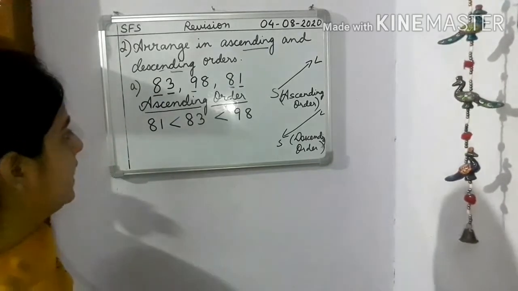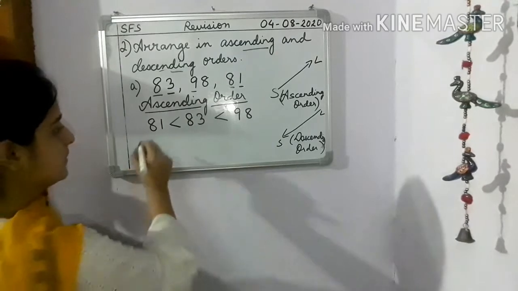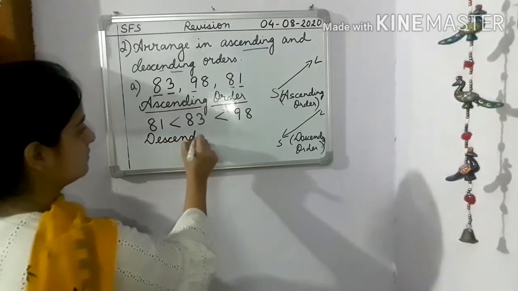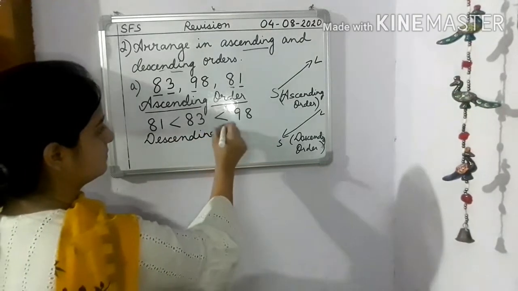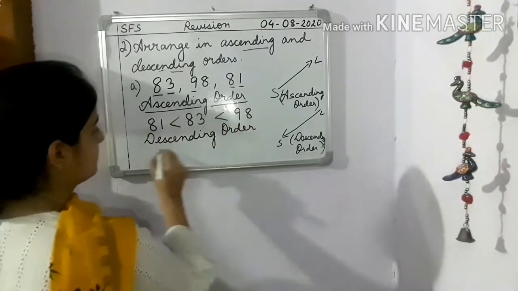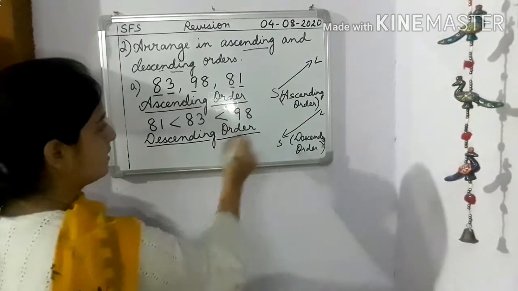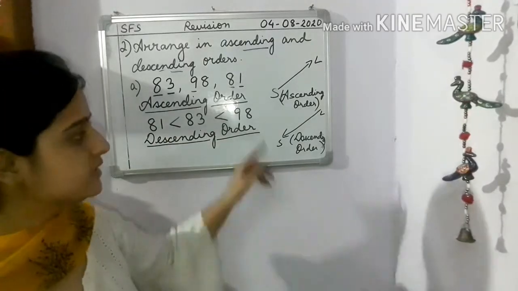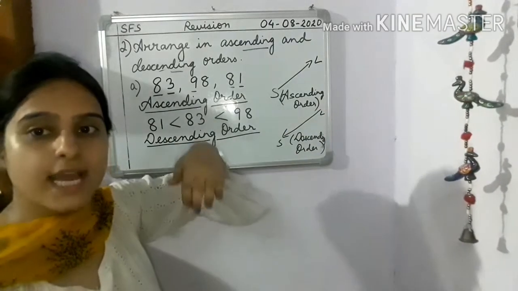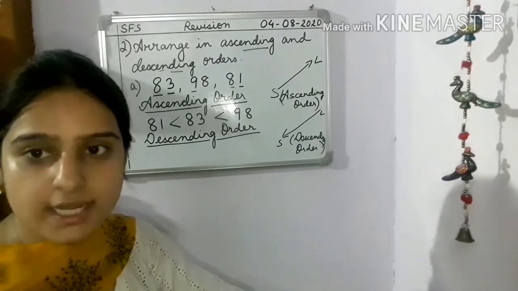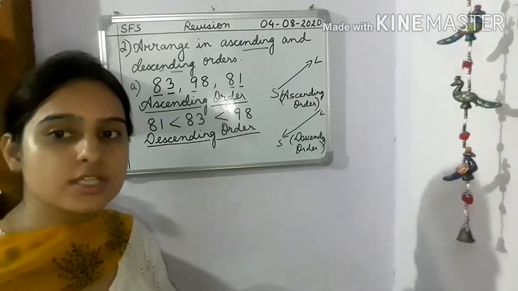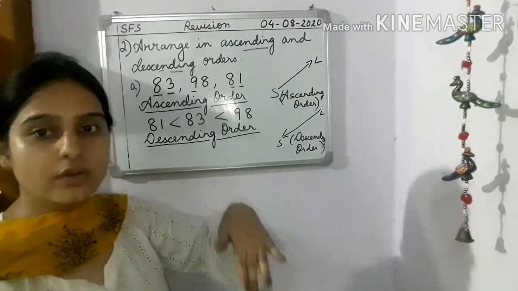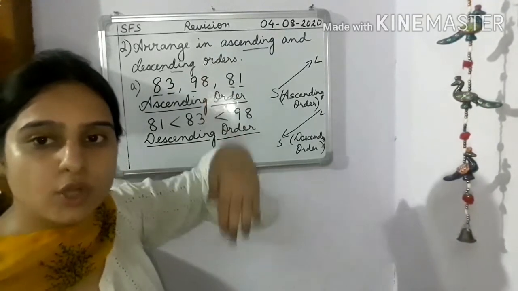Now next we will arrange in descending order. So let's write here descending order. Descending order is just the inverse of your ascending order, children. Descending is what? Coming down. That means from largest to smallest. Isn't it? From largest to smallest. So when we are coming down the stairs, that means we are coming from top to down.